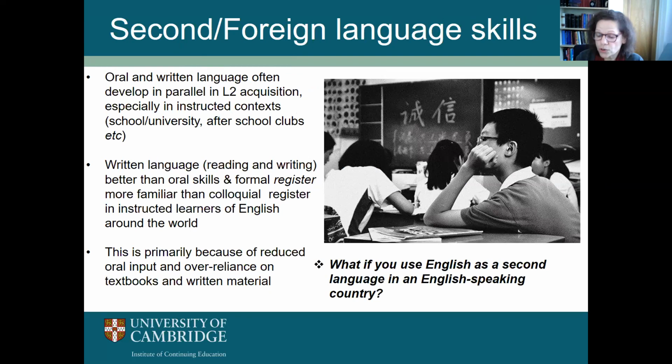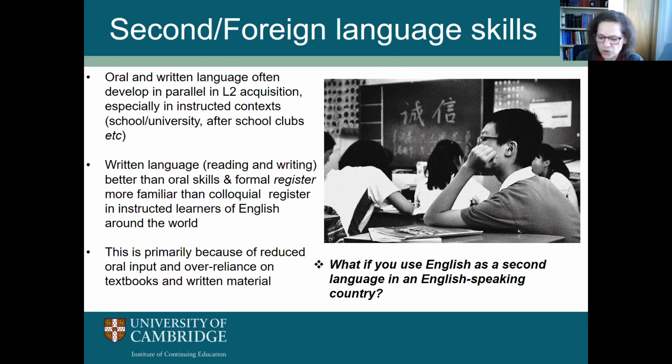Now, it is also commonly the case that written language, that is reading and writing skills, are better in second language learners, especially from instructed contexts, than oral skills. And it's also the case that second language learners of English, for example, are better at formal academic use of language. So the formal register is more familiar to them than the colloquial register. And that is primarily because of reduced oral input in the classroom, so not as much as if you had English in a society where English is the majority language, and over-reliance on textbooks and written material.